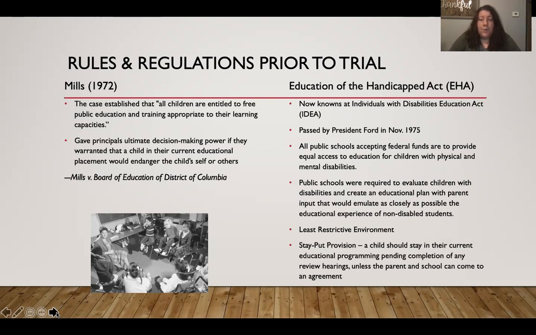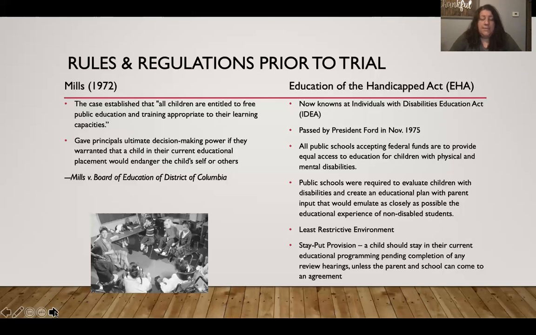Public schools were required to evaluate children with disabilities and create an educational plan, IEP, with parent input that would emulate as closely as possible the educational experience of non-disabled students. This is also where the least restrictive environment, LRE, language and protocol came into place. So this is the idea that we are going to provide what students need and not more than what they need to decrease the likelihood that we are segregating disabled students from their non-disabled peers.